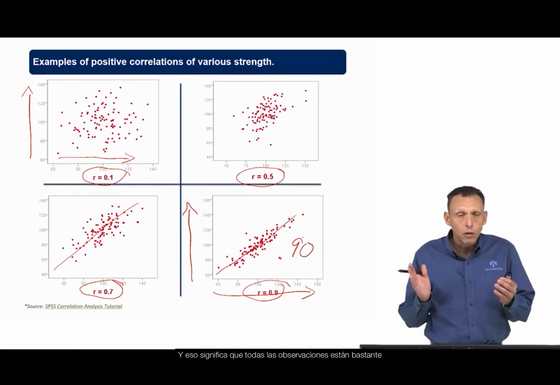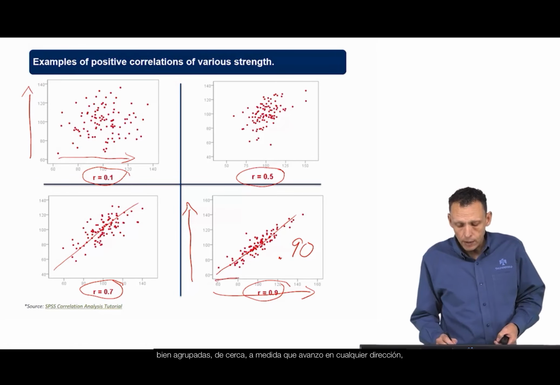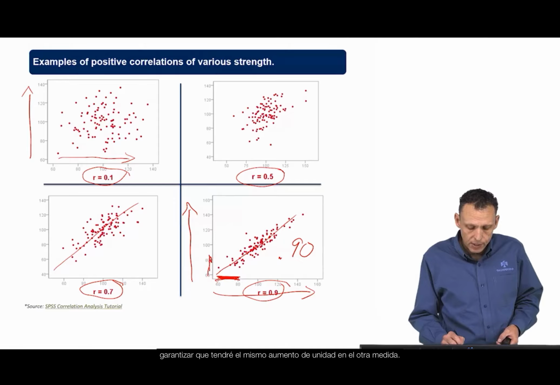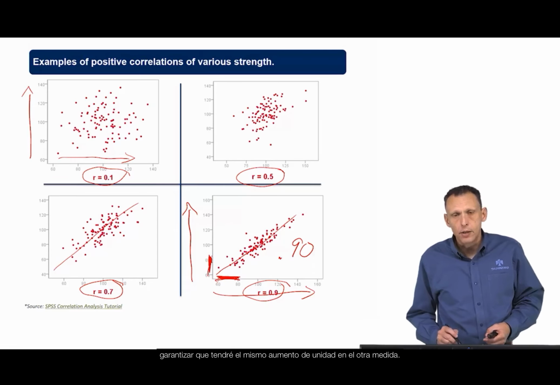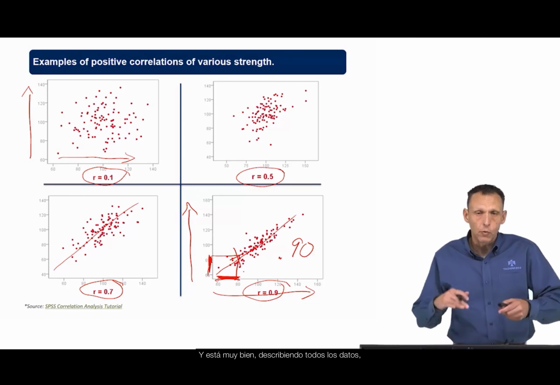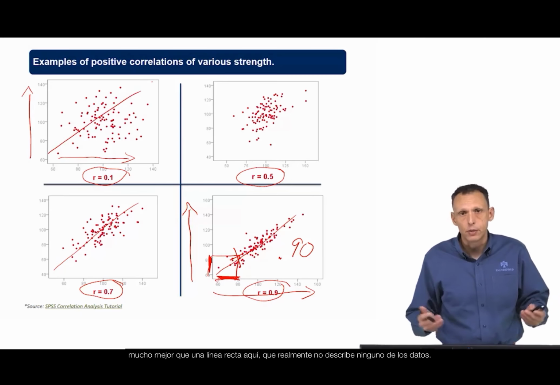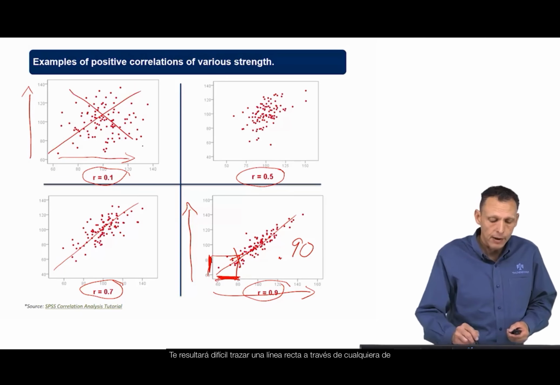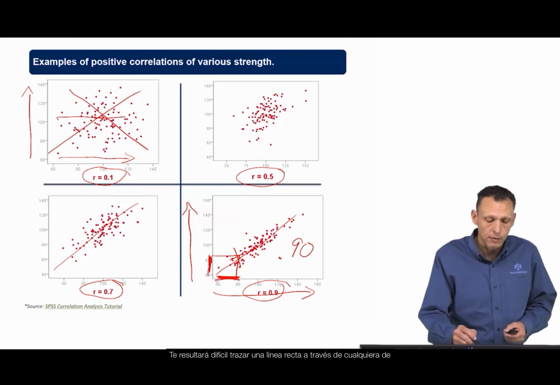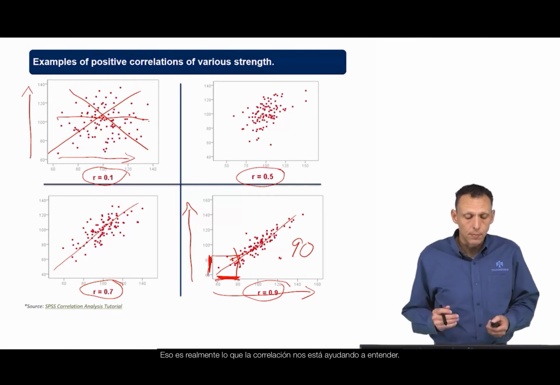And that means that all of the observations are pretty well clustered closely. As I go in any one direction, a 1 unit increase in, say, general well-being, I can almost guarantee I'll have the same unit increase on the other measure. And that's what's telling me that there's a strong relationship, and it's very well describing all of the data. Much better than a straight line over here, which really doesn't describe any of the data. You'd have a hard time drawing a straight line through any of these points and accurately defining all of them. That's really what correlation is helping us understand.